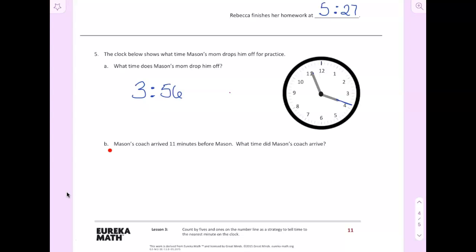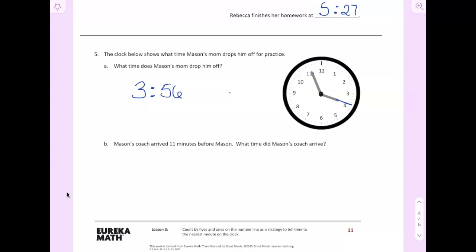Here's a challenge. Mason's coach arrived 11 minutes before Mason. What time did Mason's coach arrive? So in my mind, I'm picturing my minute hand. If his coach arrived before this time, the minute hand has to be somewhere back here. So what I could do, I could count by ones from here. 1, 2, 3, 4, 5, 6, 7, 8, 9, 10, 11, and I'm at the 9.